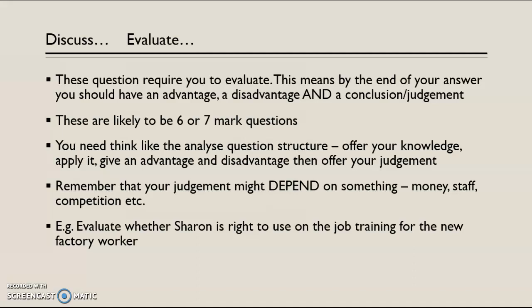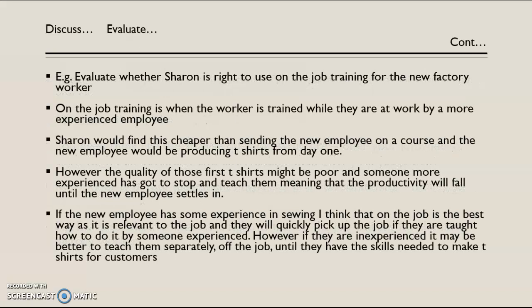So we've got a question here. Evaluate whether Sharon is right to use on-the-job training for the new factory worker. Well, what you would start off with is the knowledge and understanding. So on-the-job training is when the worker is trained whilst they're at work by a more experienced employee. Then we've got the context. So Sharon would find this cheaper than sending the new employee on a course, and the new employee would be producing T-shirts from day one. So we've got Sharon in there, we've got T-shirts in there. We know what this was in the case study.